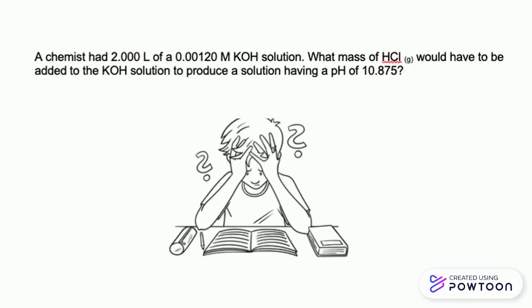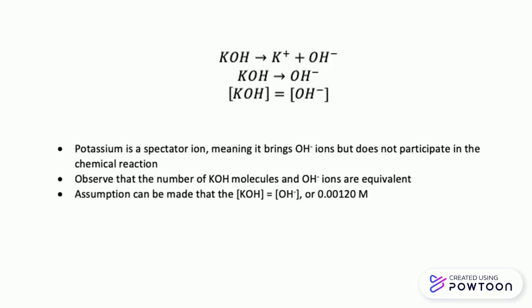Here's the question we will be explaining. A chemist has 2 liters of a 0.00120 molarity KOH solution. What mass of HCl would have to be added to the KOH solution to produce a solution having a pH of 10.875? To start, we must find the molarity of hydroxide in the original solution.